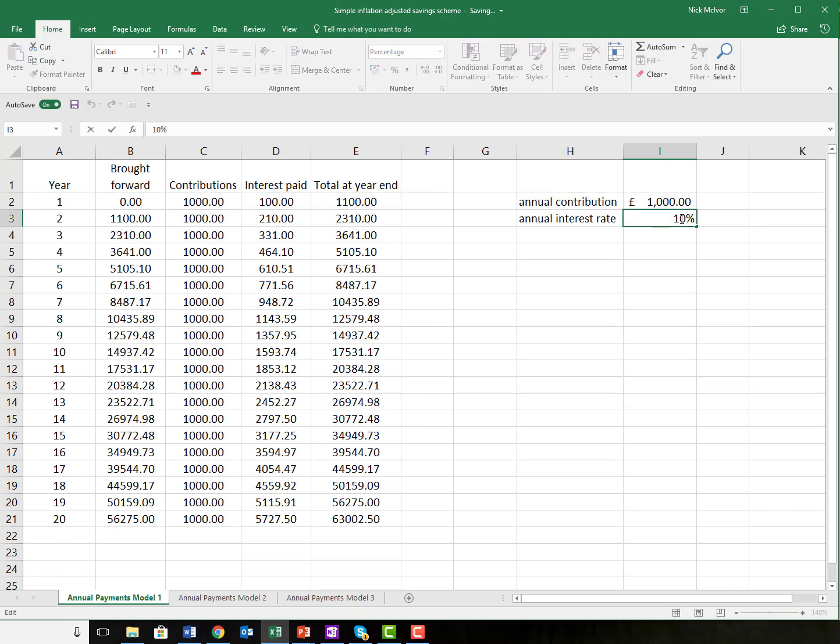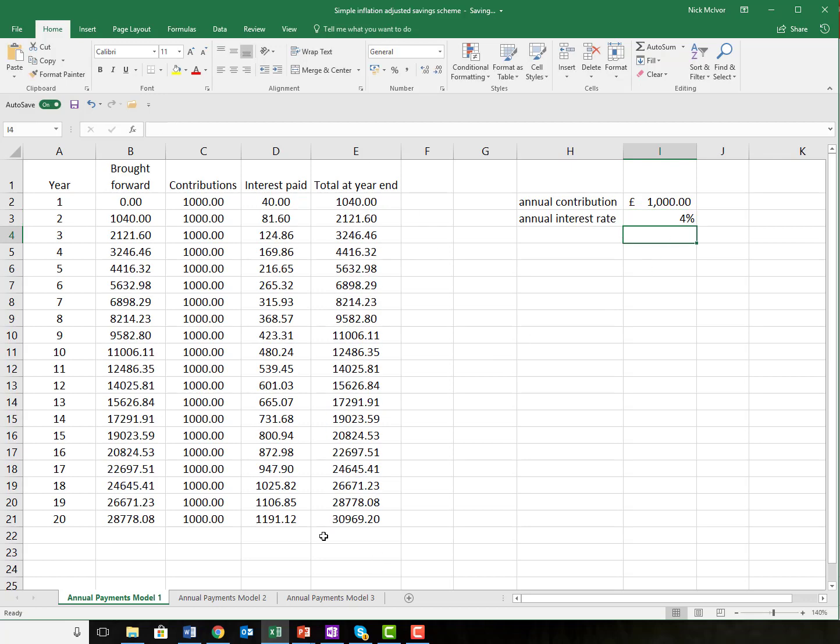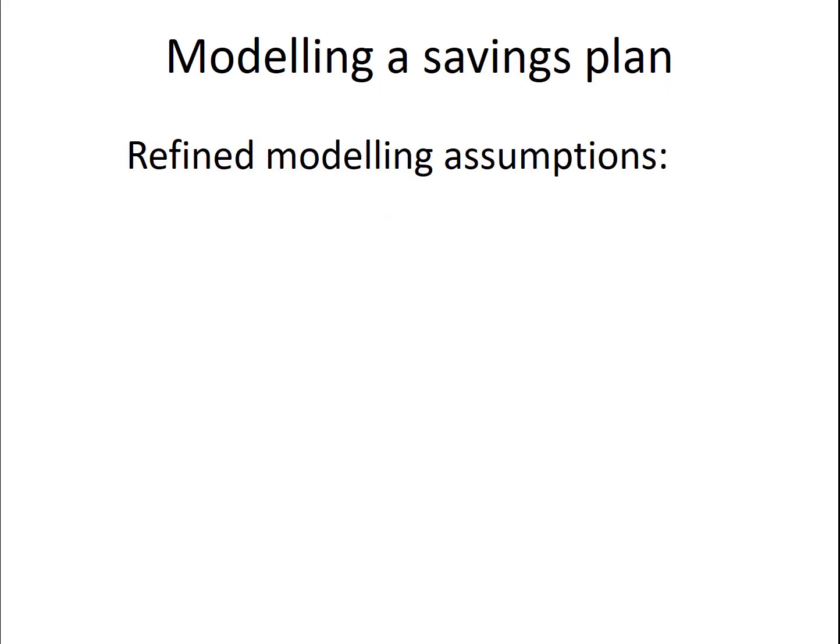Let's go back to a more realistic rate of return here. Let's say 4%. Still not bad. You've got over £30,000 in the bank and you've only saved £20,000. But £30,000 in 20 years' time will not buy the same as £30,000 buys now because of inflation, which we've looked at already. We now need to look at a refined model with a refined set of modelling assumptions.